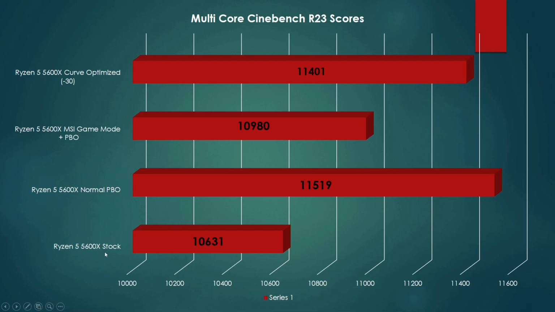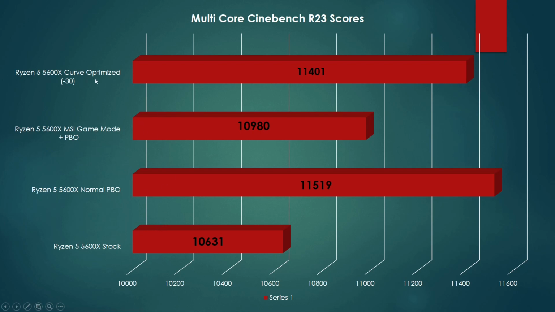As you can see here, I have run benchmarks on four settings. One is the 5600X in stock configuration, next one is at default PBO, and next one is with game mode turned on on MSI boards. In other brands, I'm not sure what this might be called. And the next one is the curve optimized one. Here you can see the scores: the stock one has only 10,631, and the normal PBO one has 11,519. The game mode one has 10,980, a little bit more than stock, but I think in MSI boards this is a feature which overrides PBO, so I'm not sure. Both were enabled when I created this setting, but I think this game mode overrides PBO and it's somewhere between stock and PBO.